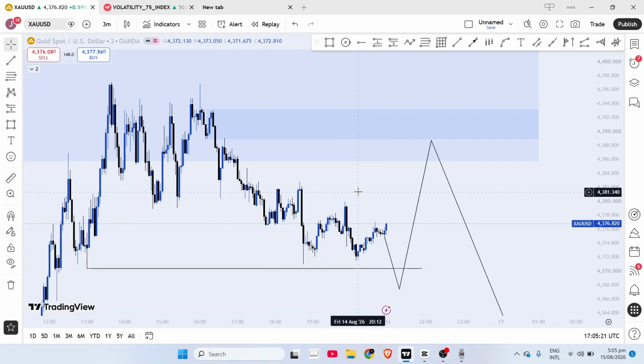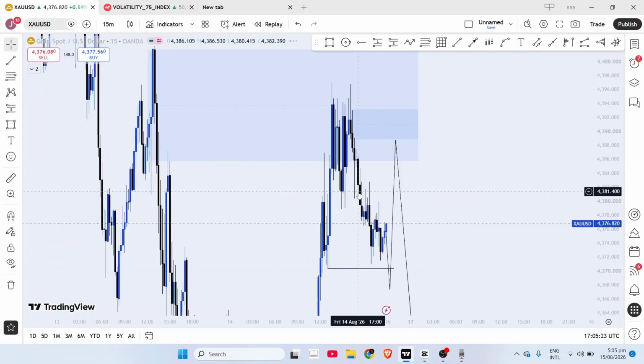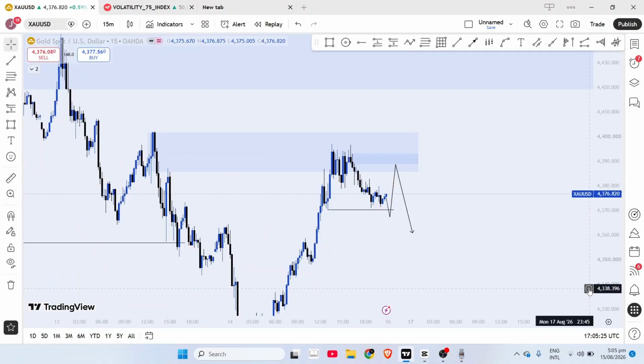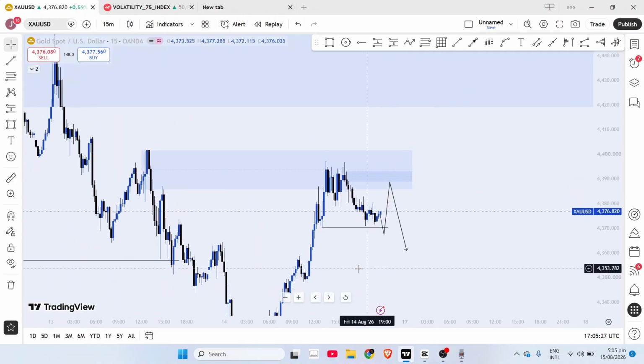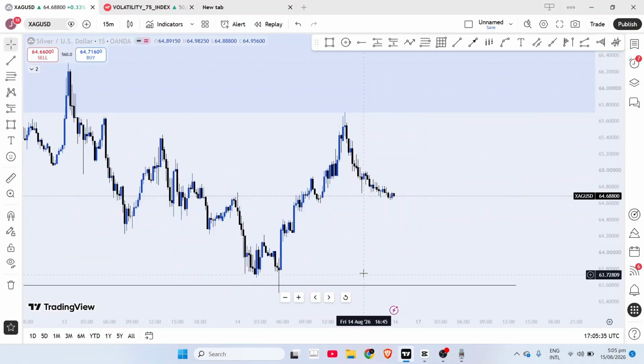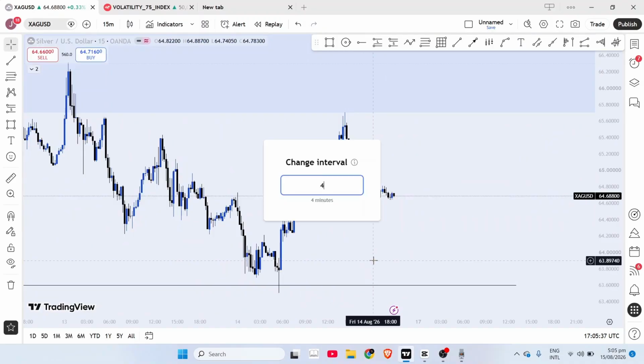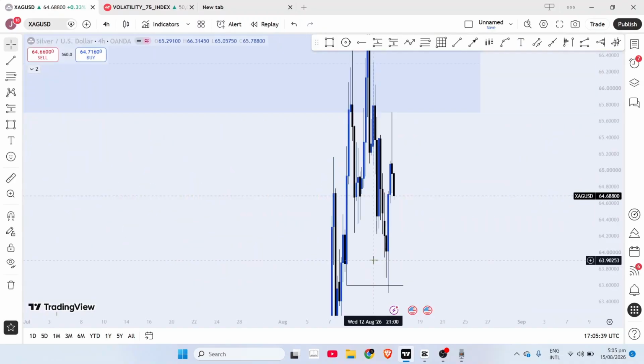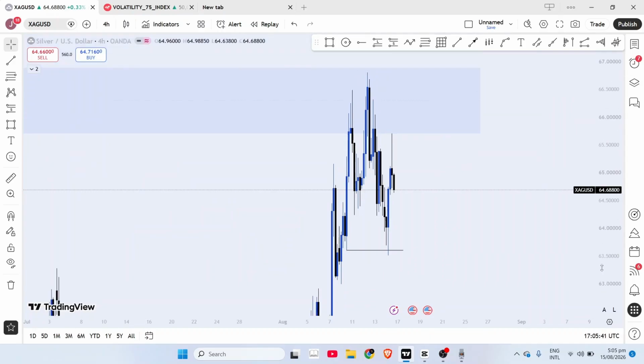We are going to keep watching what price will do. This is what I would love to see on gold. The next pair is silver. Gold and silver actually have similar ways of movement.